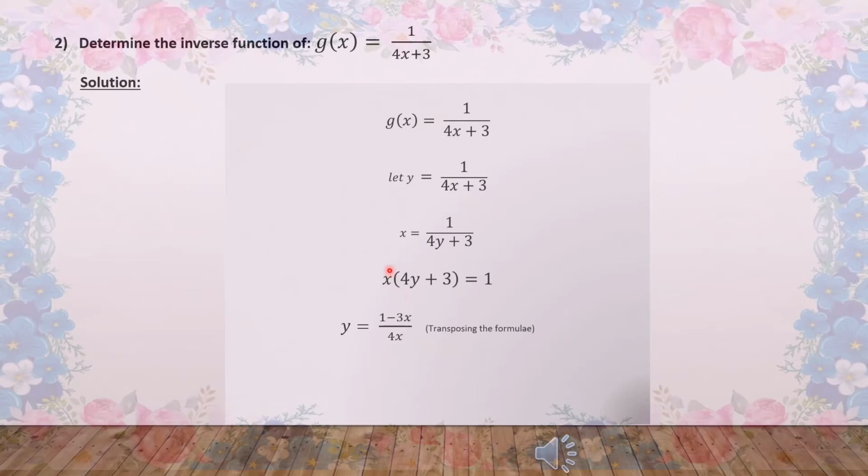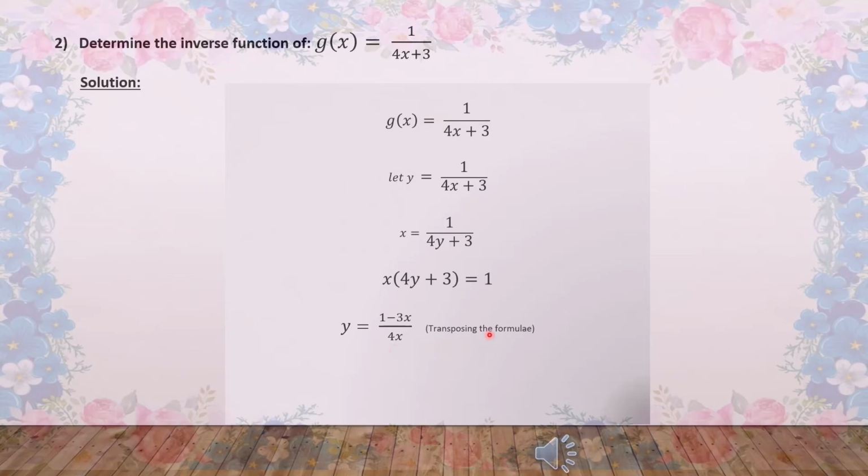How did I get that? I take the x and multiply by the 4y. I take the x and multiply by 3. So I expand the brackets here, and from there I simplify. I end up with this expression. The details of this, I left out for you all to figure out, due to space limitations. It's not difficult, again, assuming you know how to transpose a formula.